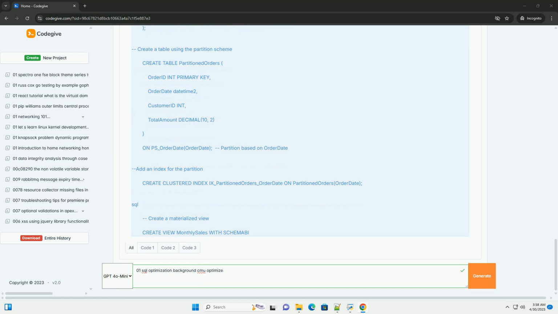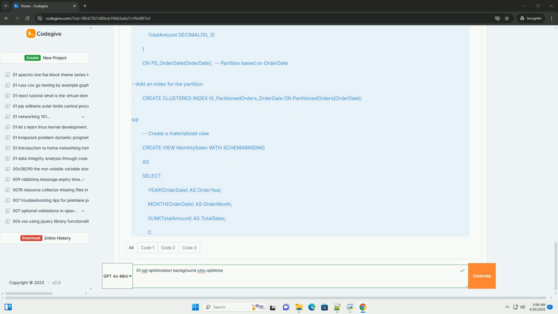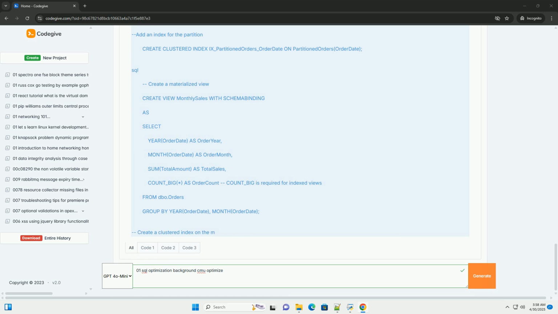Resource consumption. Poorly written queries can consume excessive CPU, memory, and I/O resources. Optimization minimizes resource usage, freeing them for other processes. Cost. In cloud environments, AWS, Azure, GCP, database usage is often billed based on resource consumption. Reducing resource consumption directly translates to cost savings. Overall application experience. A responsive database leads to a smooth and enjoyable user experience.